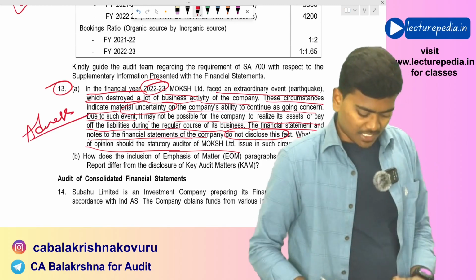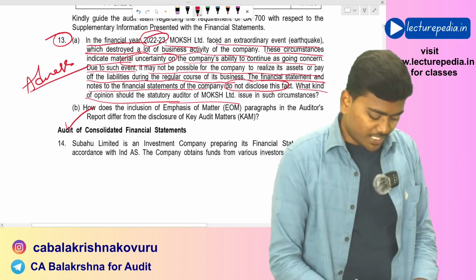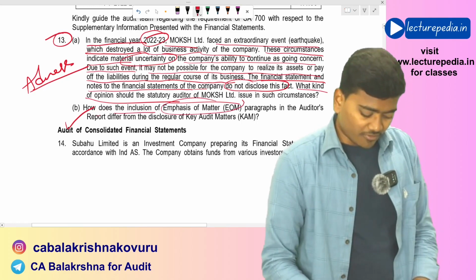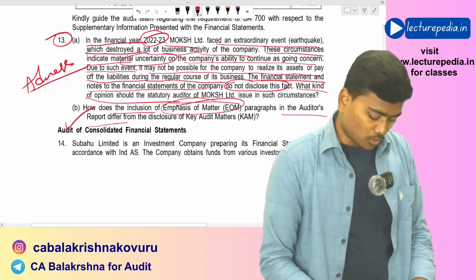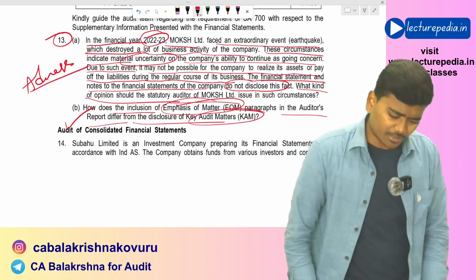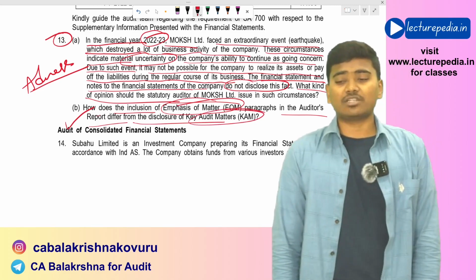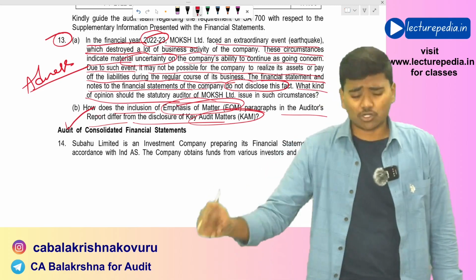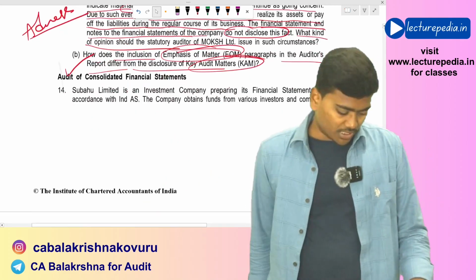Okay. Next, question number 13b. How does inclusion of emphasis of matter paragraph in the auditor's report differ from the disclosure of key audit matter paragraph? This is a direct question. They are asking you the difference between emphasis of matter paragraph and key audit matter paragraph. You can go through that.